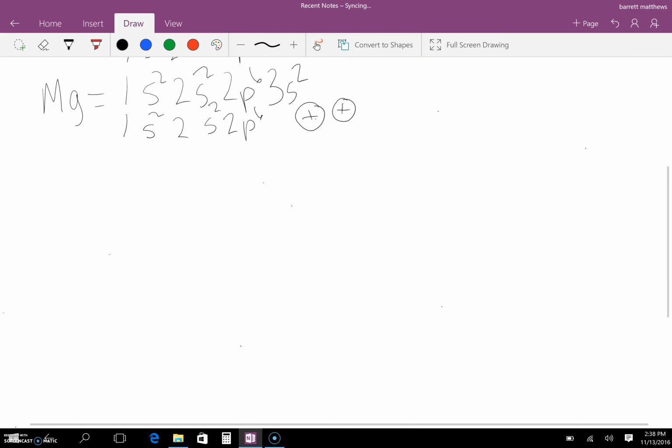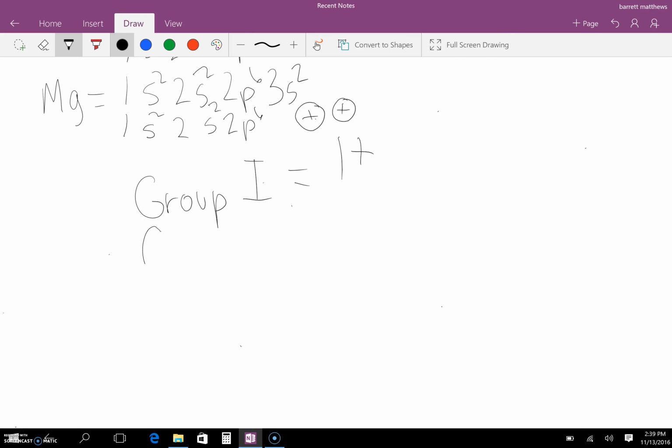This is true for the whole group. Group 1 will all be +1. They will all lose their s1 electrons. And group 2 will all lose their s2 electrons, making them +2.